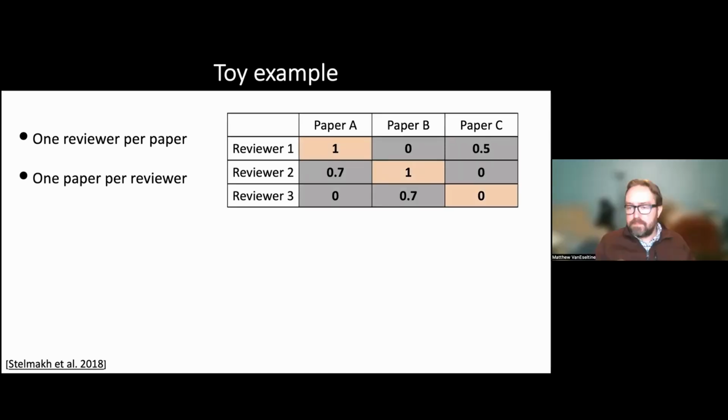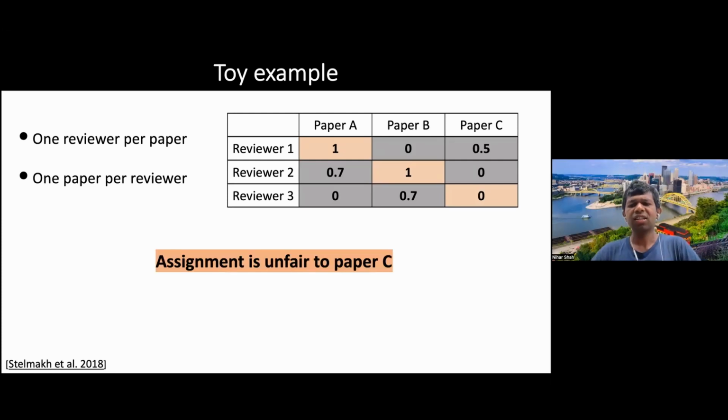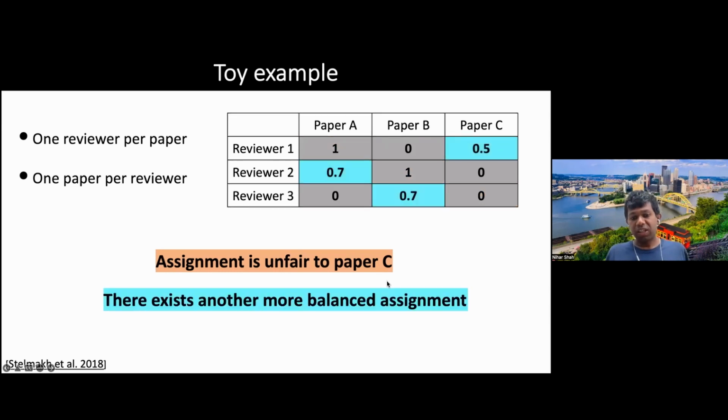So what it will do is choose the diagonal. And in choosing the diagonal, as you rightly pointed out, this assignment is kind of unfair to paper C, right? You're trying to maximize some sort of global thing, but in doing that, you're putting a lot of weight in optimizing the reviewers for papers A and B, and then paper C is left out. You have a reviewer who has no idea about paper C.